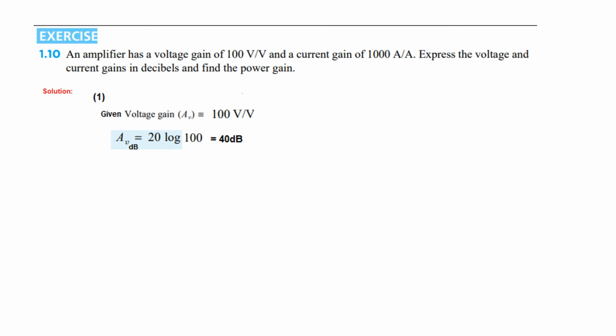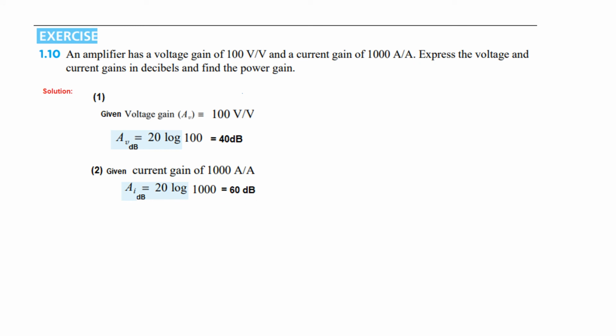Voltage gain AV is 100 V/V. So to convert into dB, we take 20 log of the gain. So 20 log of 100 will be 40 dB. I hope you know how to use your calculator to calculate this. Okay. Then the second point was the current gain. Again, same way, current gain was 1000. So we just take 20 log of 1000. So this will become 60 dB.